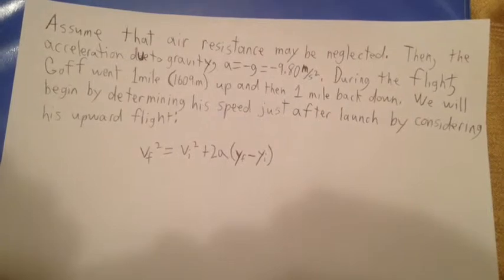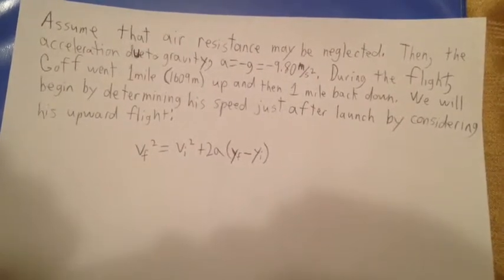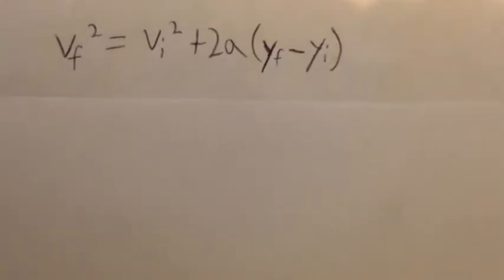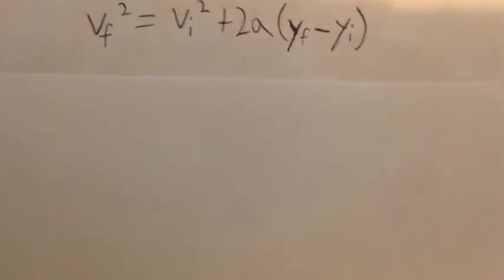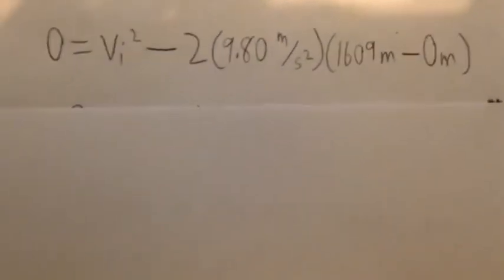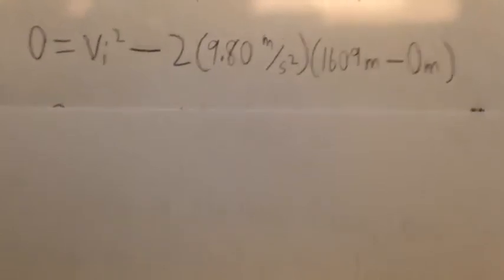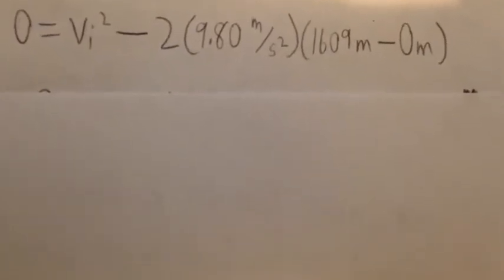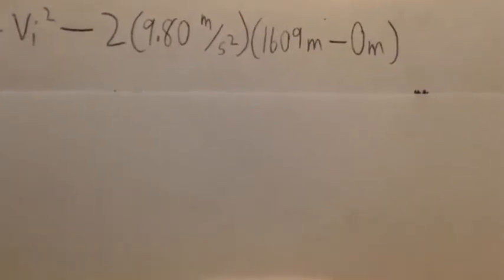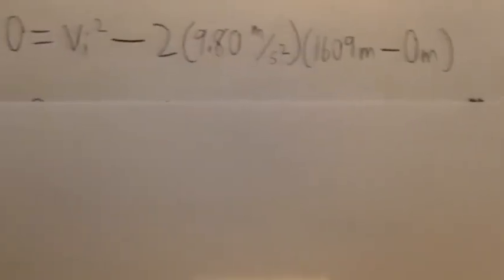The final velocity squared is equal to the initial velocity squared plus twice the acceleration times delta y. We're trying to find the launch velocity, which is the initial velocity vi. We'll plug in what we know. We know that the final velocity is 0 because he is at the peak of his flight. We also know the acceleration of gravity is negative 9.80 meters per second squared, which is why the positive sign is now a negative sign.